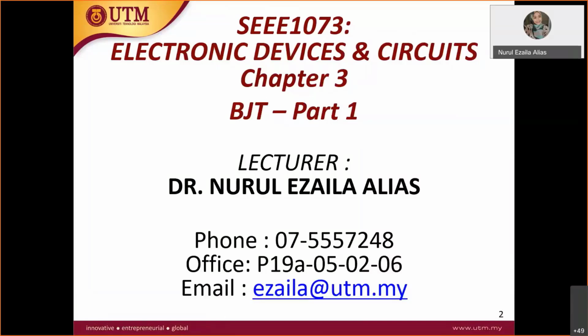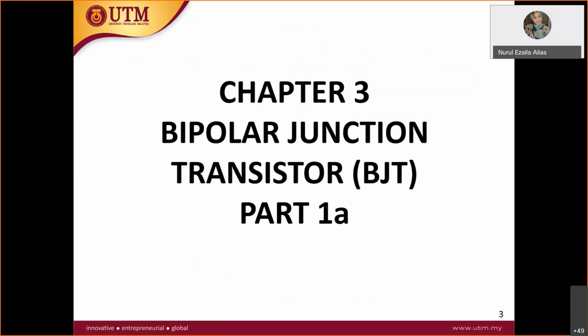So BJT is bipolar junction transistor. It is another type of transistor, where previously we had the diode topic. Okay, now we have the transistor topic. So in this syllabus, the transistor topic covers BJT, bipolar junction transistor, and the other one is the MOSFET transistor. Okay, so first one is BJT. BJT is bipolar junction transistor.